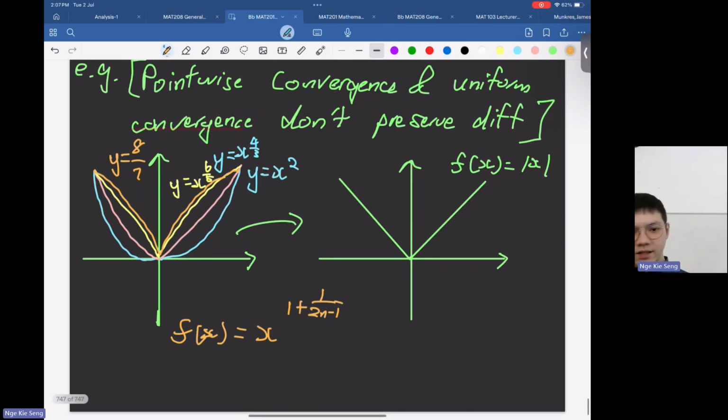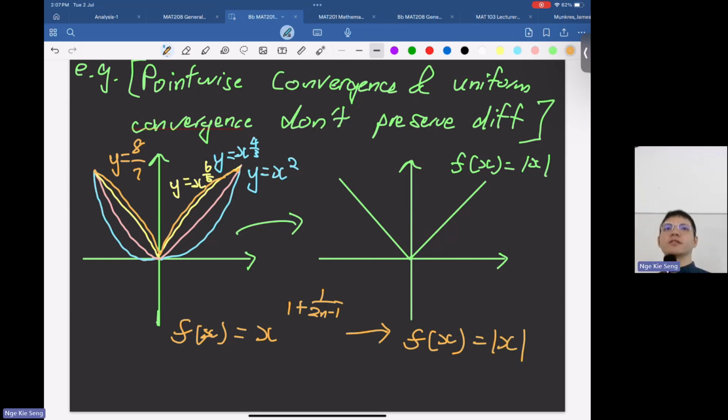So the claim is that this graph will converge to the absolute value of x. OK, how do we show this? We can rewrite the sequence of functions here as x times x to the 1 over 2n minus 1. If we rewrite it in this case, how do you compare these two functions here? We got an x here. We also got 2x here actually, but we only have 1x here.